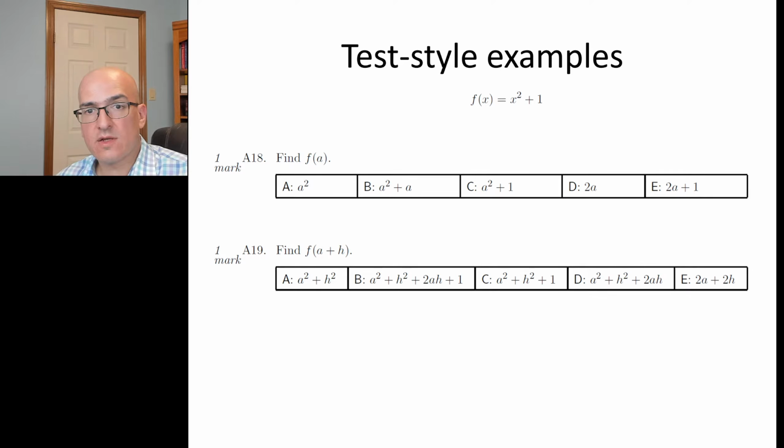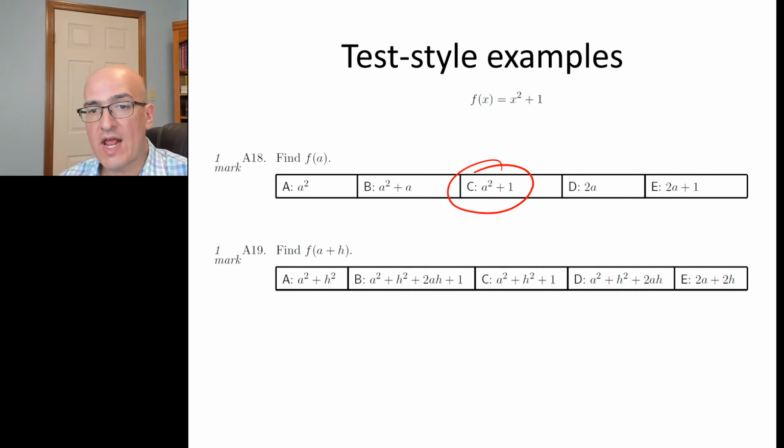Right, and here's some examples I've been given in previous years' tests. The first one's too easy. Find f of a for f of x is equal to x squared plus 1. So this machine, instead of putting 5 into the machine, you're putting a into the machine. So the x gets replaced by an a. Our answer is just a squared plus 1 instead of x squared plus 1.